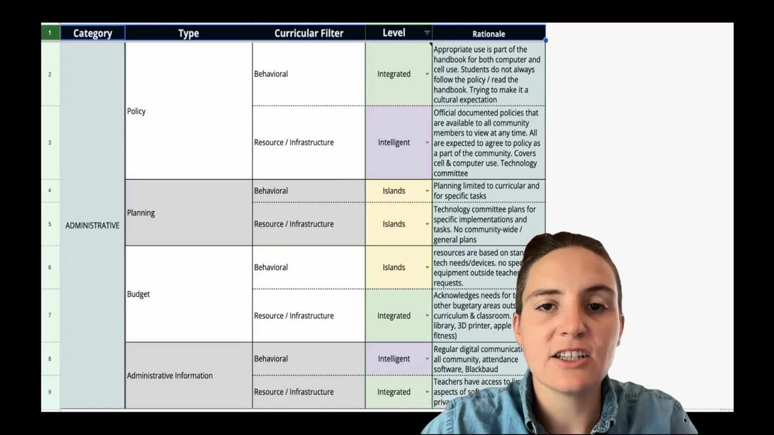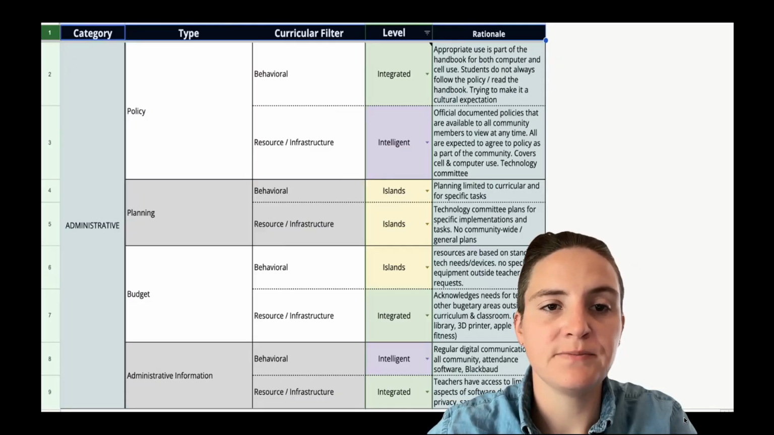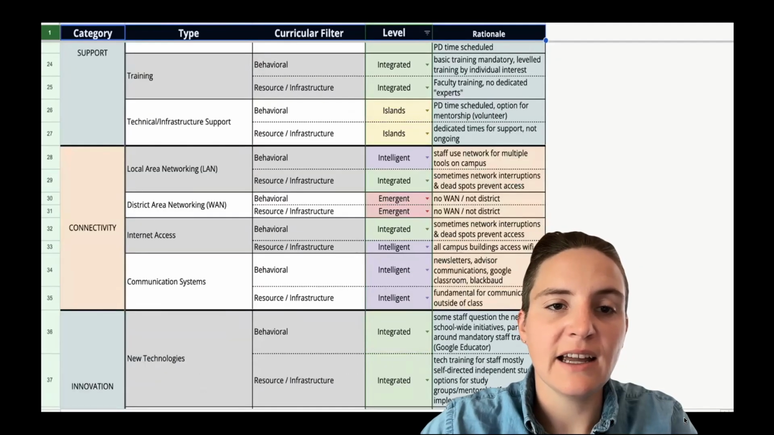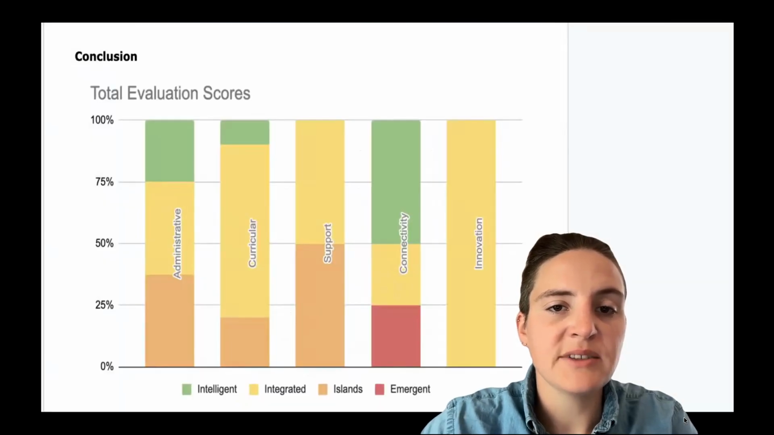I assigned each indicator the label Emergent, Islands, Integrated, or Intelligent based on the criteria and recorded my rationale for my chosen label. The data I gathered included multiple sources like school documentation, handbook information, classroom observations, and conversations with faculty. Ultimately, I was able to compose a summary of my overall conclusions about technology integration at the school.